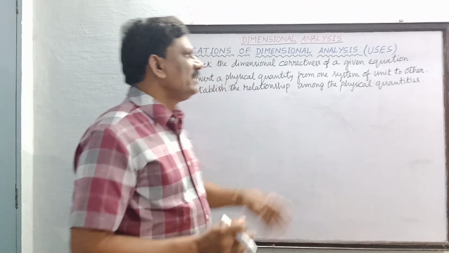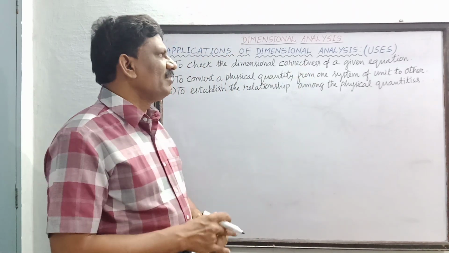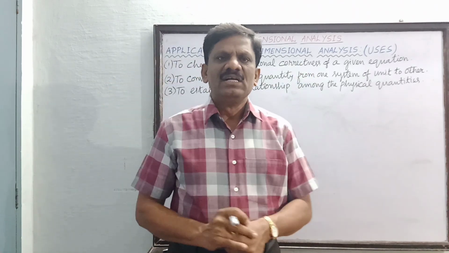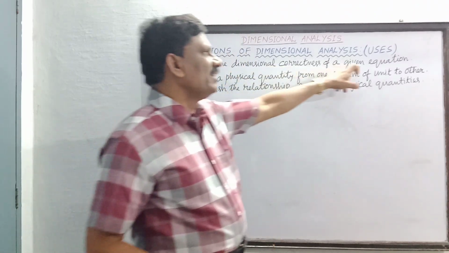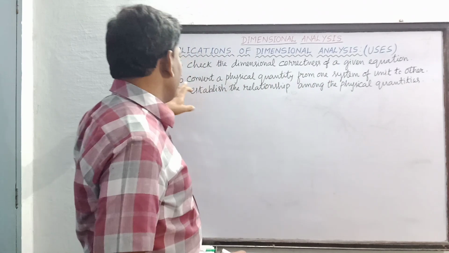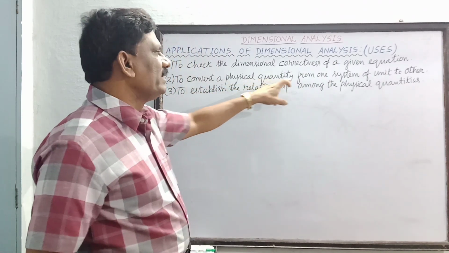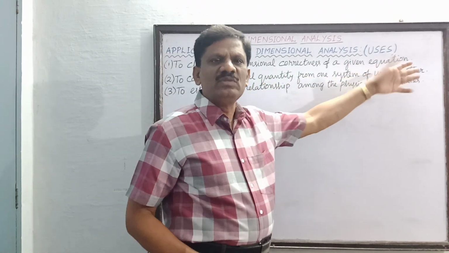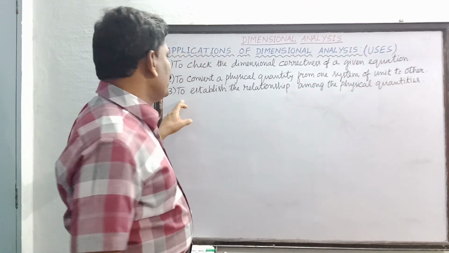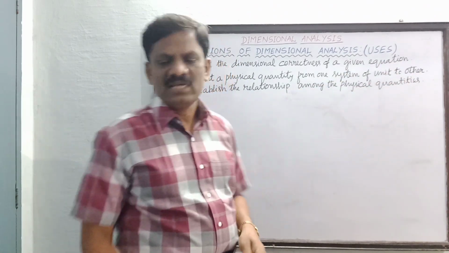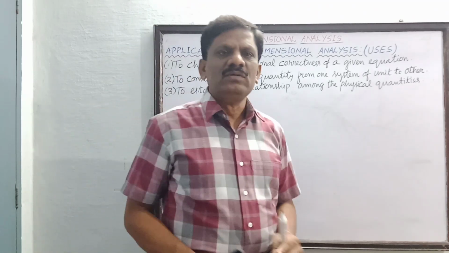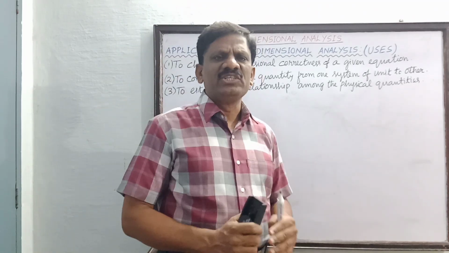So these are the three applications or uses of dimensional analysis. The first application is to check the dimensional correctness of a given equation. The second application is to convert a physical quantity from one system of units to the other. And the third one is to establish the relationship among physical quantities. Now we are going to study each application in detail.